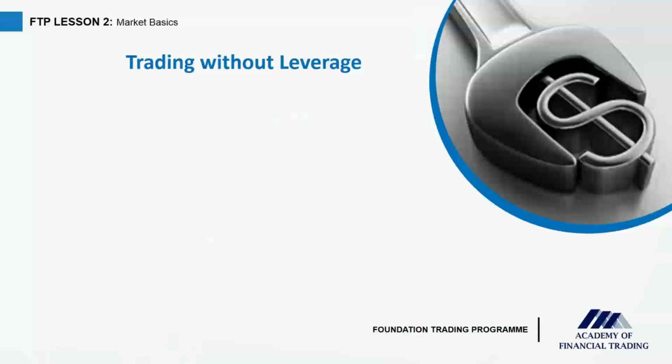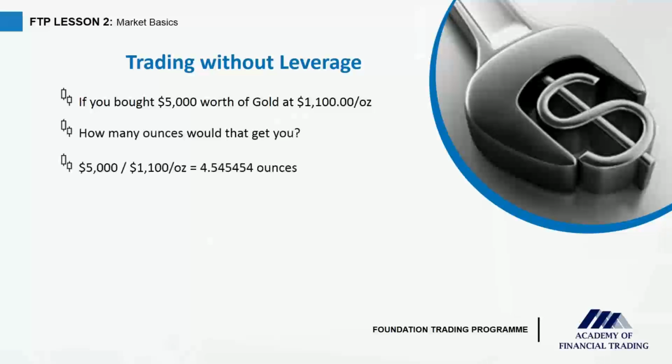Okay, so let's have a look at if leverage wasn't available to us. Let's imagine you had $5,000 set aside that you wanted to start trading with. You say, okay, I want to go online and start trading. But imagine there was no leverage available to you. And imagine that gold was trading at $1,100 per ounce. That would get you 4.545454 ounces of gold. So now you have that physical amount of gold.